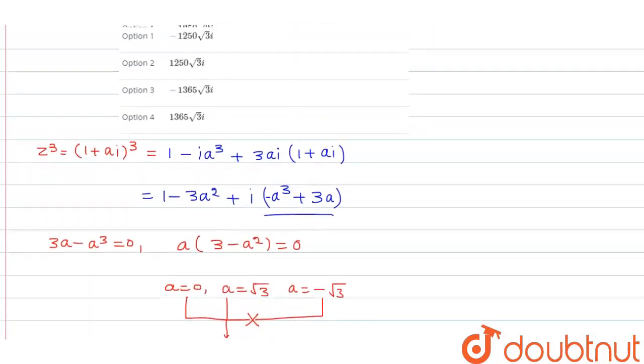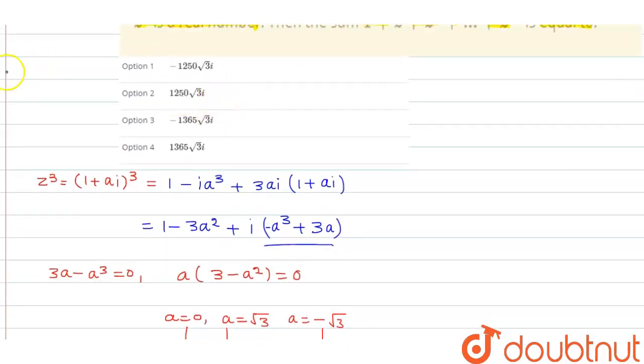Now if I match the options, we get option 3, 1365√3 i.